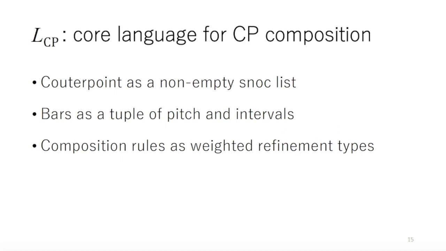That's some of the basic rules of first species counterpoint, and I designed a language in which we can reason about the correctness of counterpoint using types. In this language, counterpoint is represented as a non-empty snoc list, and each bar is a tuple of a pitch and one or more intervals. The composition rules are represented in the form of a weighted refinement type.